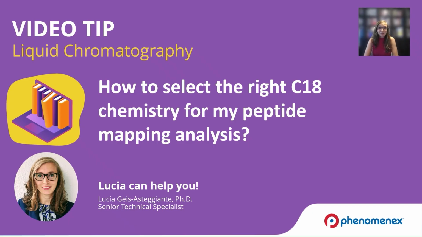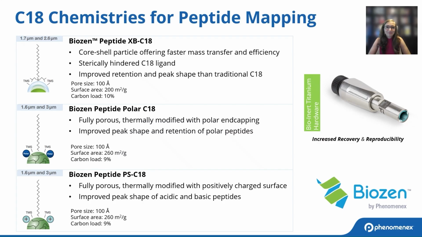I'm a senior technical specialist with the Global Technical Support team, and today I will be answering the question: how to select the right C18 chemistry for my peptide mapping analysis. Now, the typical stationary phase used for peptide mapping is a C18 column. But not all C18 columns are the same, and we suggest three variants of C18 that are our top choices when exploring peptide mapping separation.